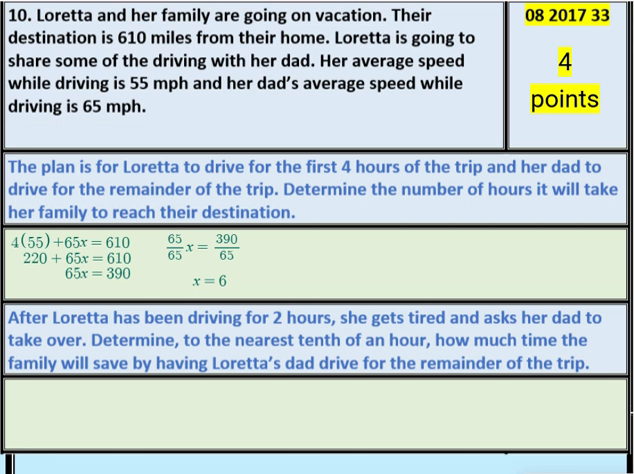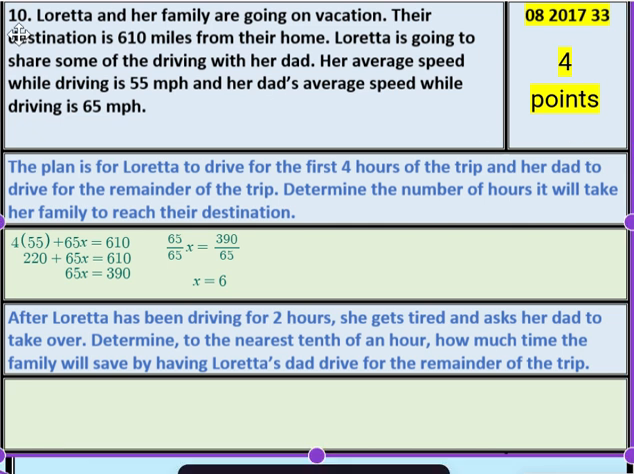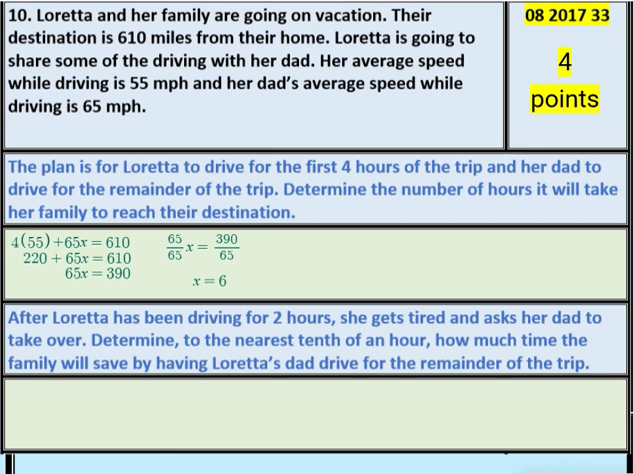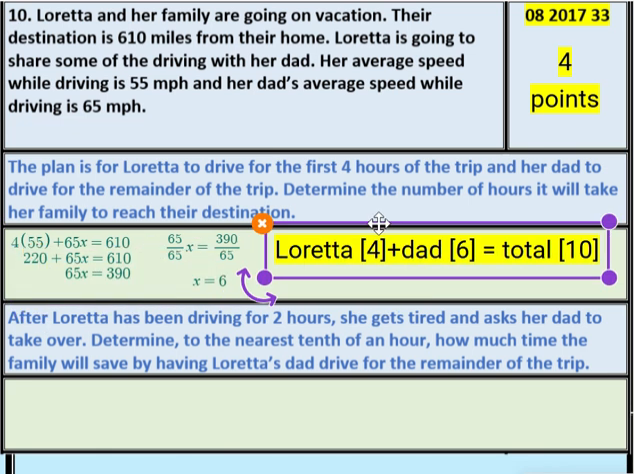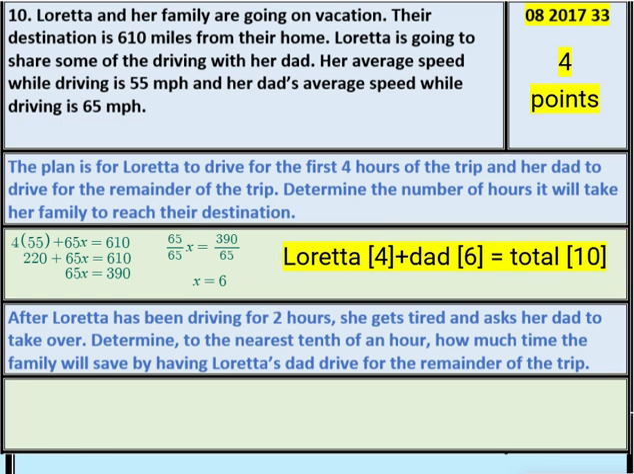Our result is that x equals 6. What we actually calculated was the number of hours that Dad would be driving, because we already knew how many hours Loretta drove. So we have to take that into consideration when we describe their entire trip. We're going to add Loretta's 4 hours with Dad's 6 hours, and our total drive time is 10 hours when we add 4 and 6 together.